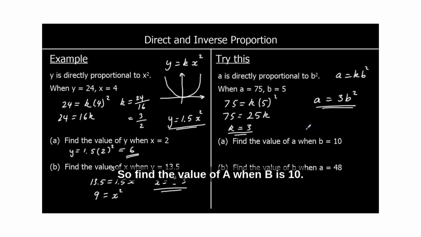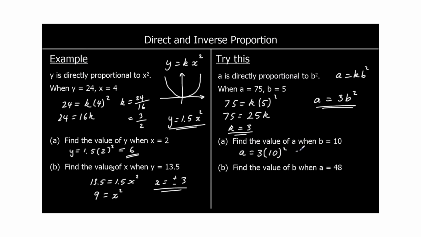So find the value of a when b is 10. So change b into 10. So a is 3 times 10 squared. 10 squared is 100. 3 hundreds are 300.